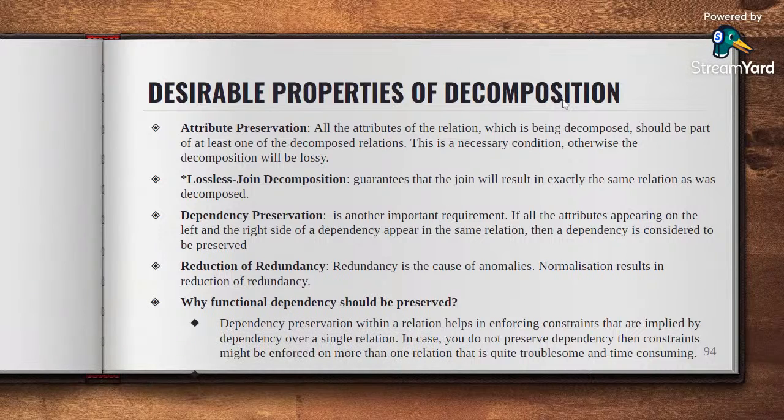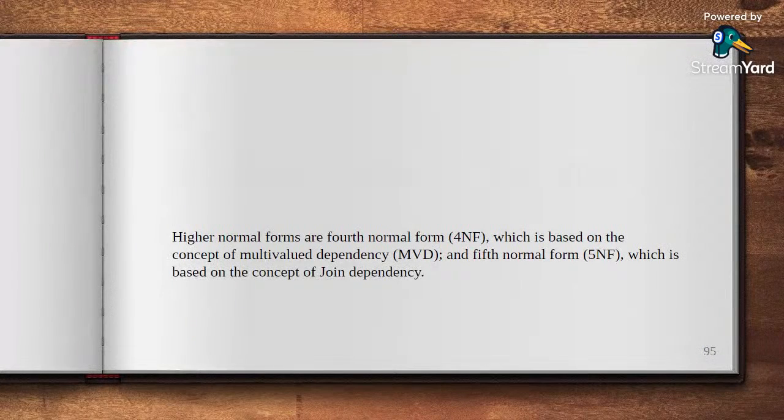Desirable properties of decomposition: attribute preservation. All the attributes of the relation which is being decomposed should be part of at least one of the decomposed relations. Is this part of normalization? Yes, after this we have higher normal forms.